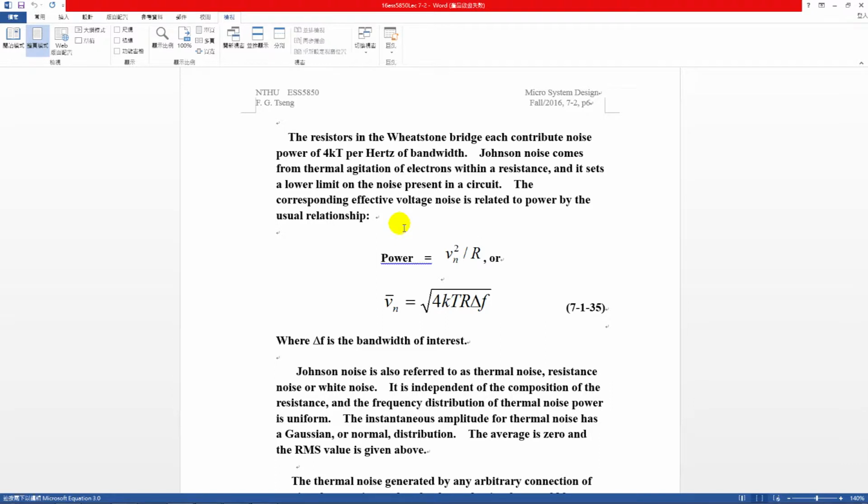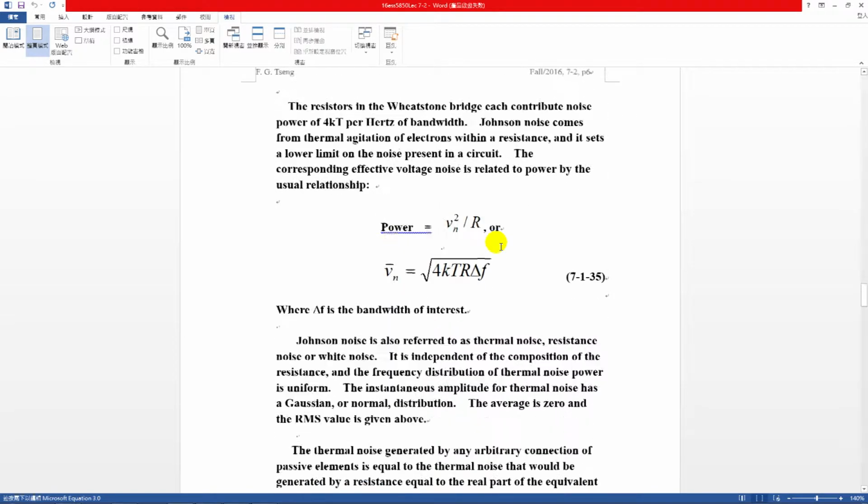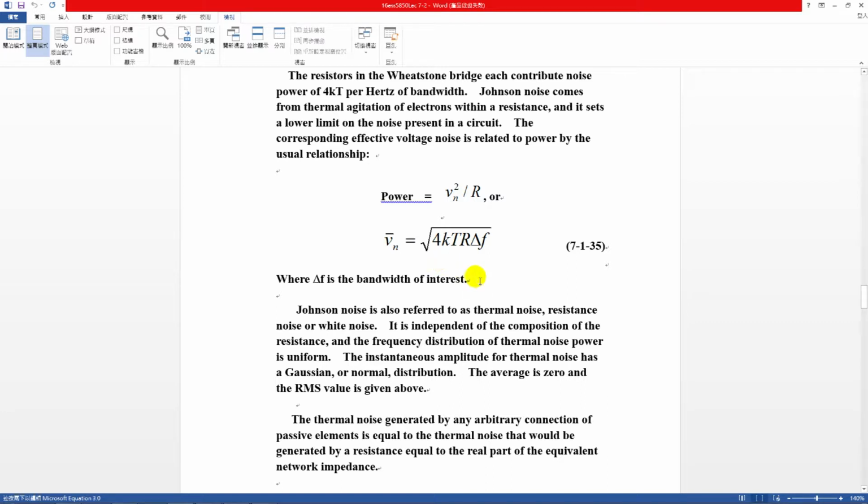It's a power. So we can write down the power equal to Vn, meaning the Johnson noise equivalent voltage, V squared over R. That's a power. We can use IR or V squared over R to represent the power. Finally, because the power is equal to 4kT, we can put the 4kT here. 4kT means it's a fixed value per hertz.